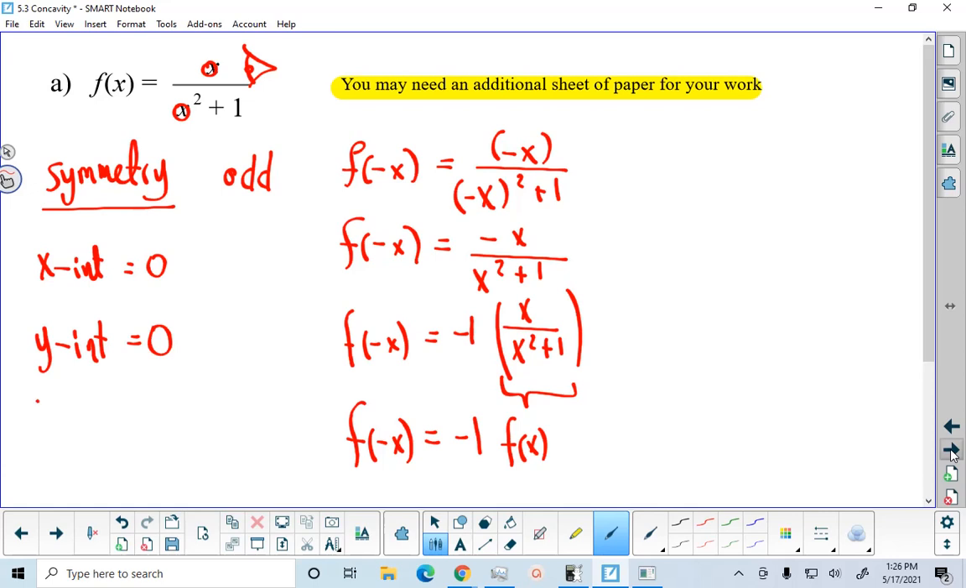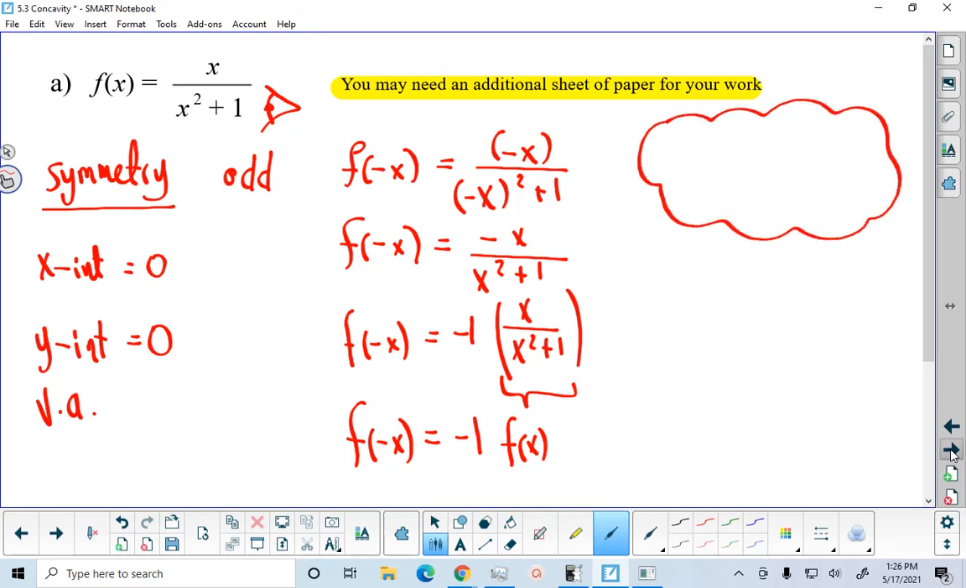Vertical asymptotes. Well, that's where we look at the denominator and we ask ourselves, and I don't know that you need to write this down, but you ask yourselves, what value of x makes the denominator 0? And you just stare at it all day. There's no value of x that's going to make that equal to 0. So there's no vertical asymptote.